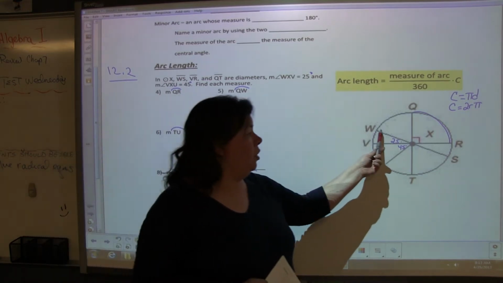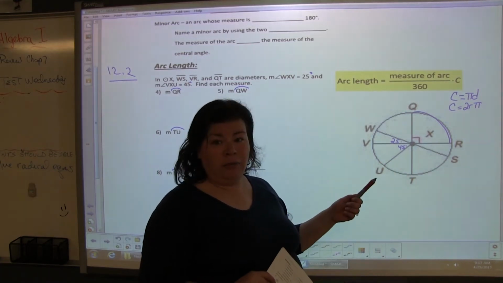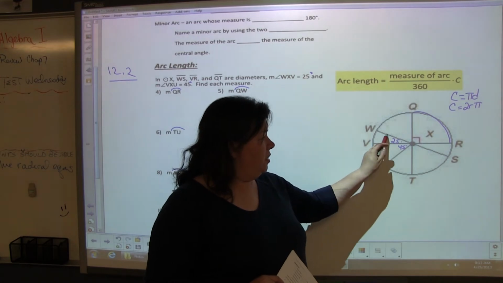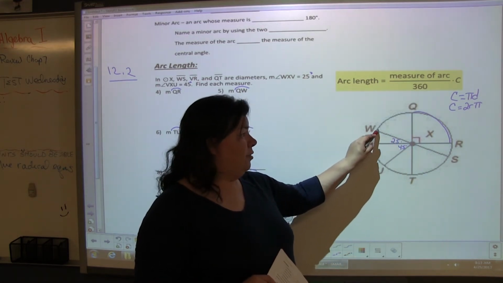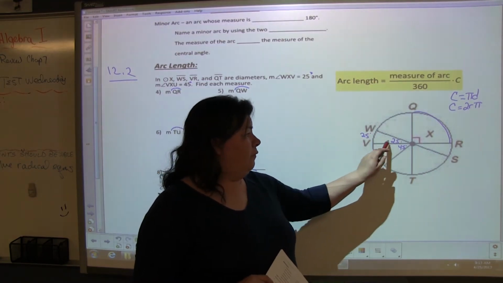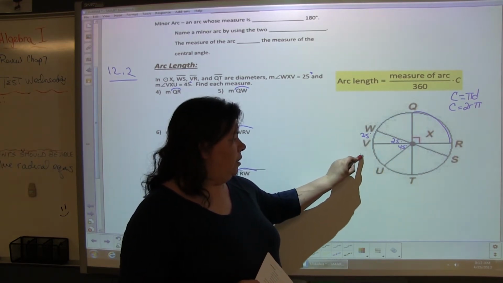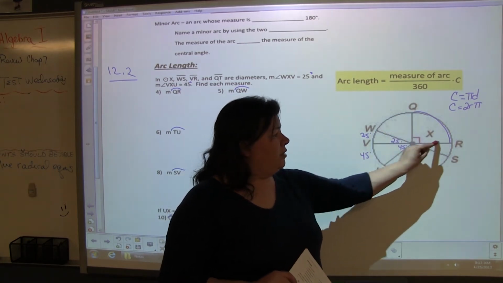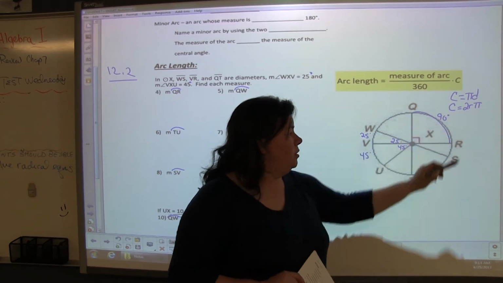Well, if you look, these are all central angles. So the central angles are equal to the measure of the arcs that they intercept. So for example, since WXV is 25 degrees, that means the arc that it intercepts, VW, is also 25 degrees. And if VXU is 45 degrees, then arc VU is 45 degrees. And if this angle here, QXR, is 90 degrees, then arc QR is also 90 degrees.